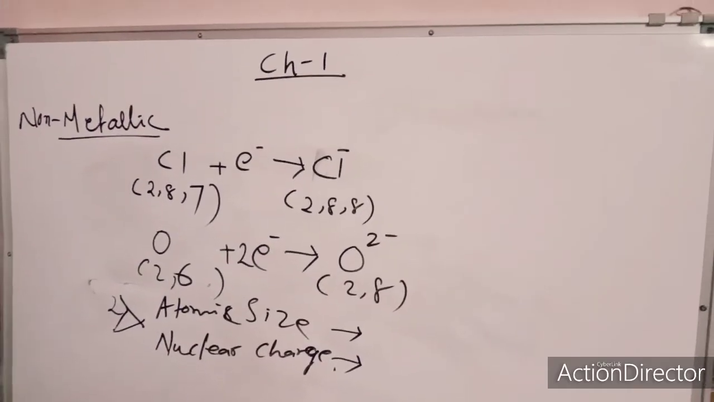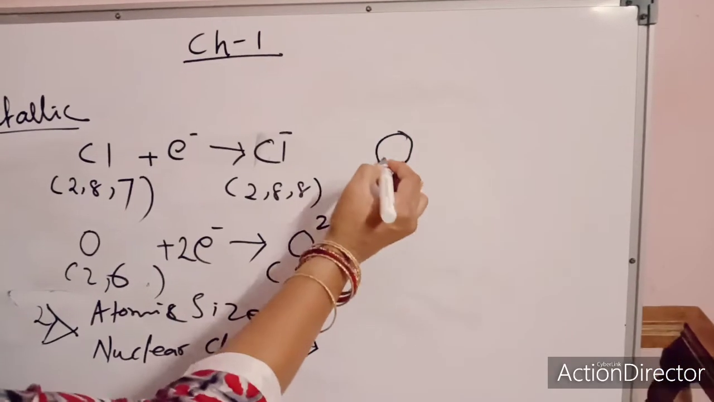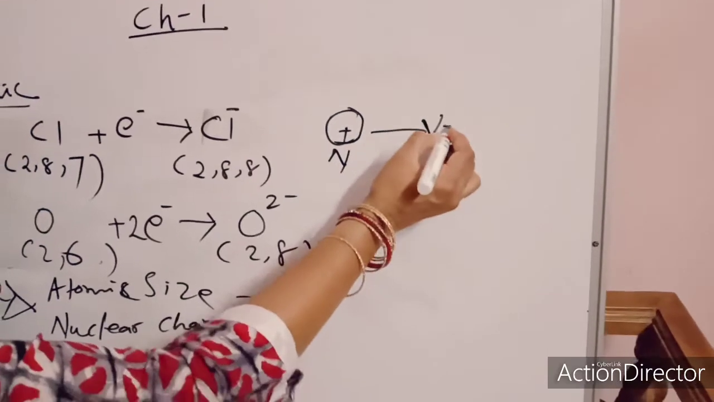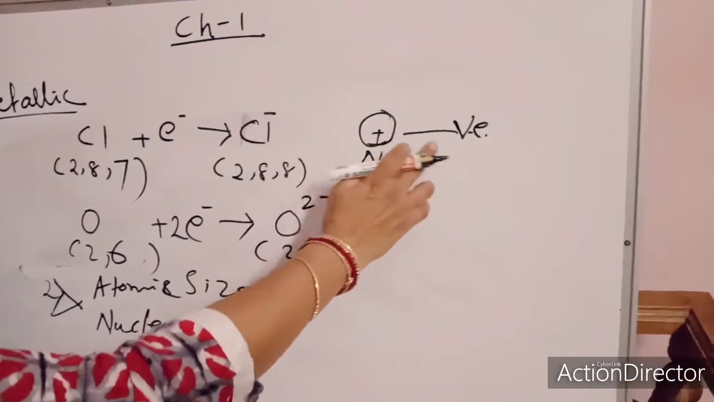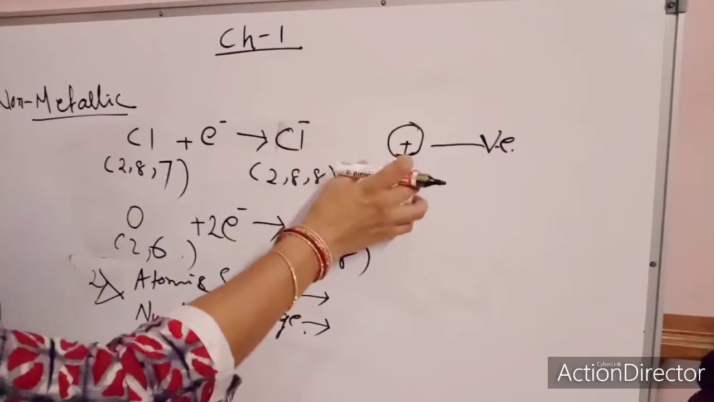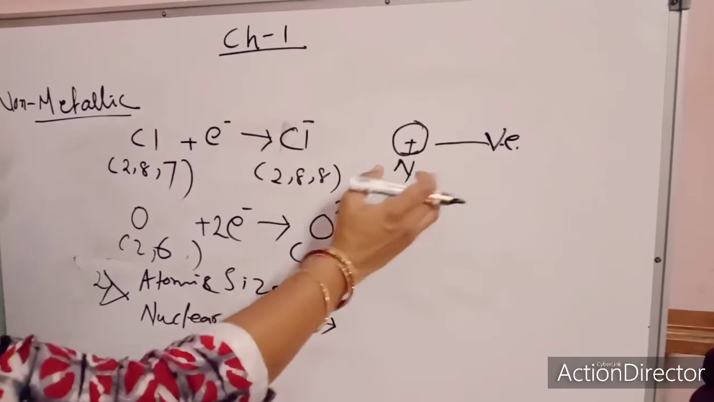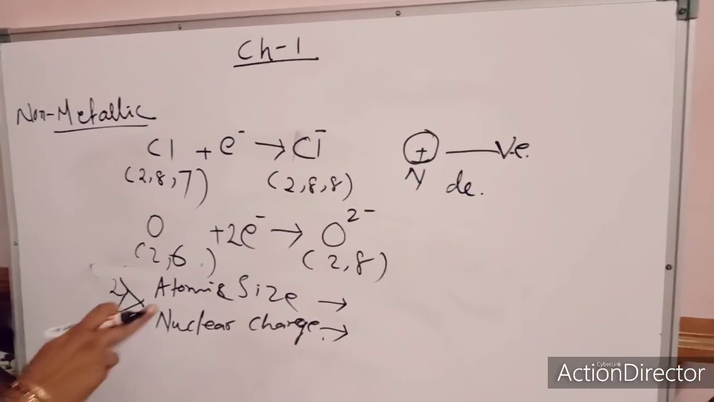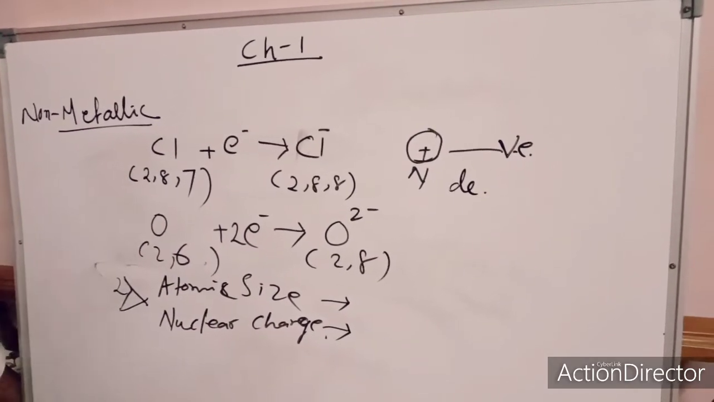How is it affecting? When the atomic size increases, suppose this is the nucleus with positive charge and this is the valence electron in the outermost shell. When the atomic size increases, that means this distance increases, the hold of the nucleus on the valence electron decreases. At that time the tendency to gain electrons decreases. That means when atomic size increases, non-metallic character decreases.